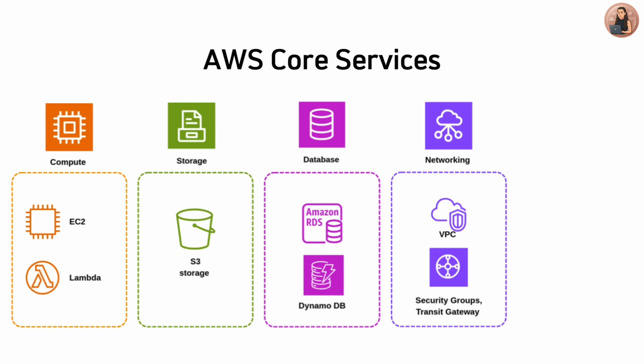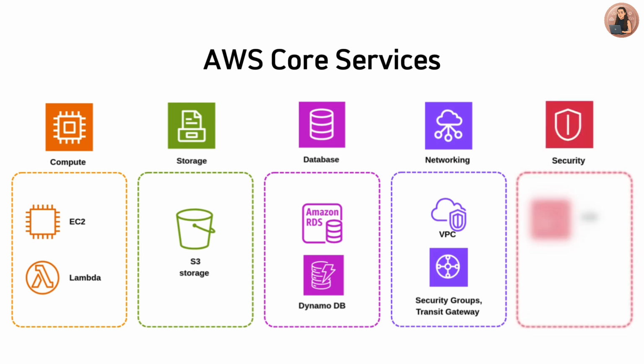Finally, none of this matters if it's not secure. IAM, Identity and Access Management, is where you control who can do what. You can create users, roles, and define super fine-grained permissions. AWS also gives you KMS, Key Management Service, to manage encryption keys, Secrets Manager to store credentials securely, and CloudTrail to log every action across your account.